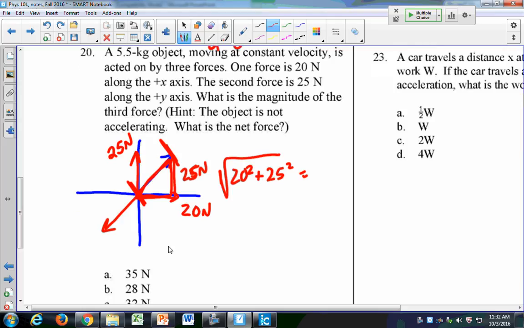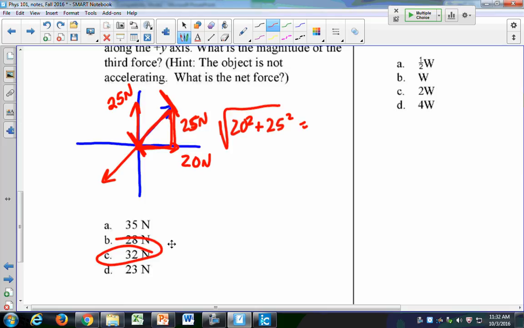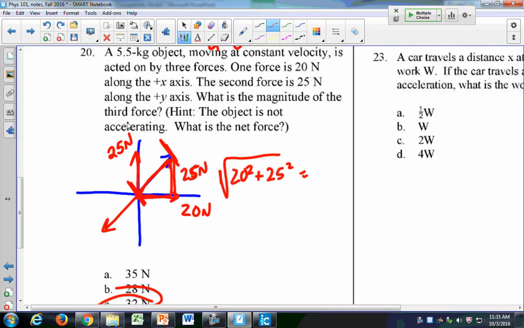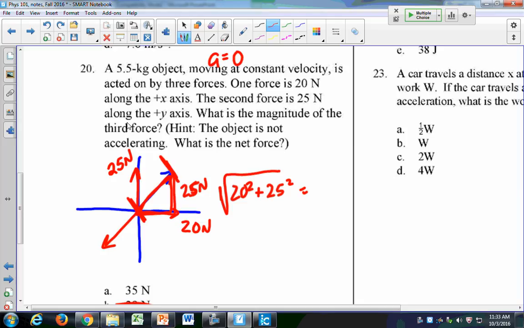32 is what I get. C is the right answer. So it's a vector problem, but it's about forces. Okay? It's a third force that causes it to move with no acceleration.